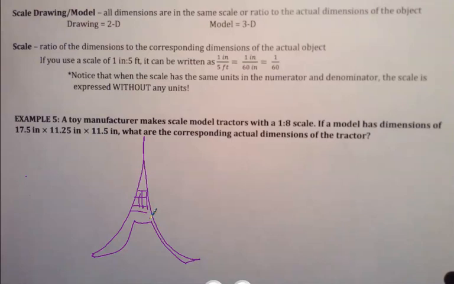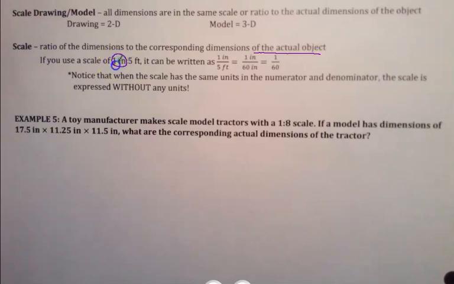So scale is simply the ratio of the dimension to the corresponding dimension of the actual object. But here's the thing. It's the ratio of the dimensions to the corresponding dimensions of the actual object. So if you use a scale of 1 inch to 5 feet, if you think of a map or a globe, 1 inch is the model.